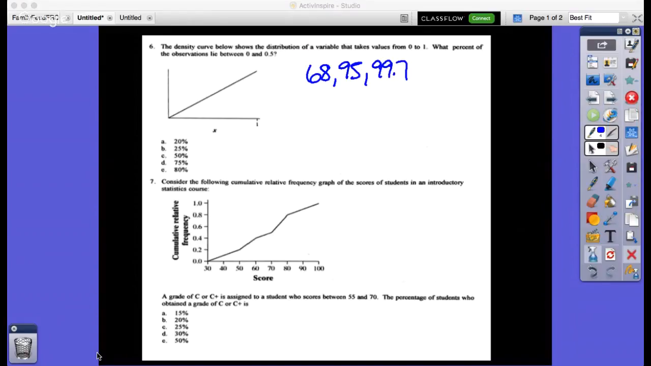So when we say the density curve below shows the distribution of a variable that takes values from 0 to 1, okay? What percent of the observations lie between 0 and 0.5? The area underneath this is 1, right? Thoughts on how we could find that? Trying to find that area, right?